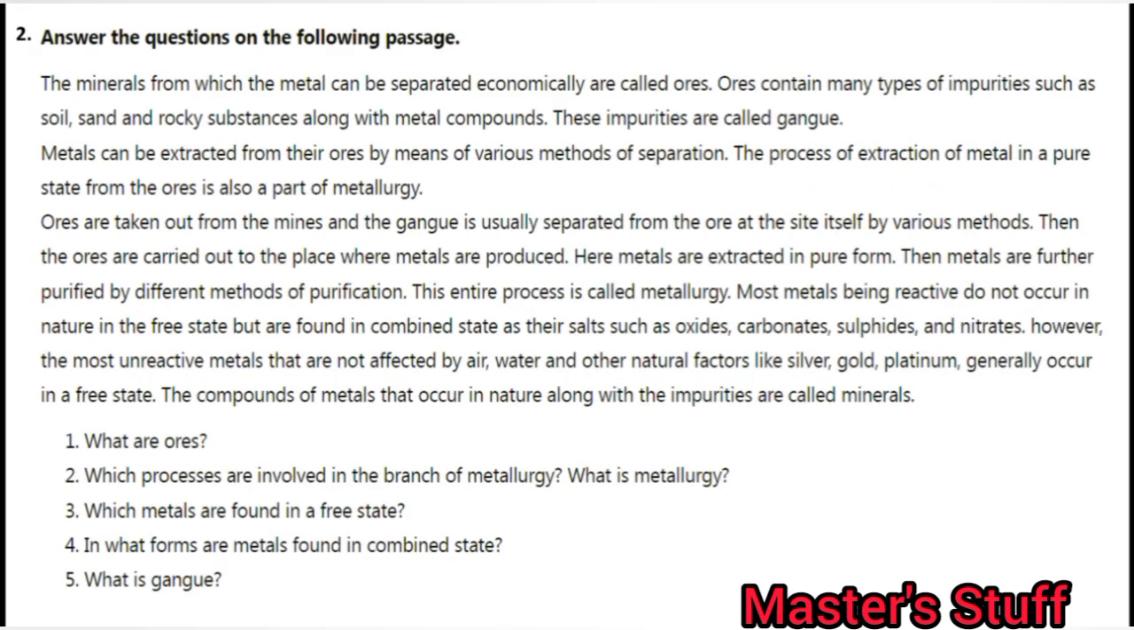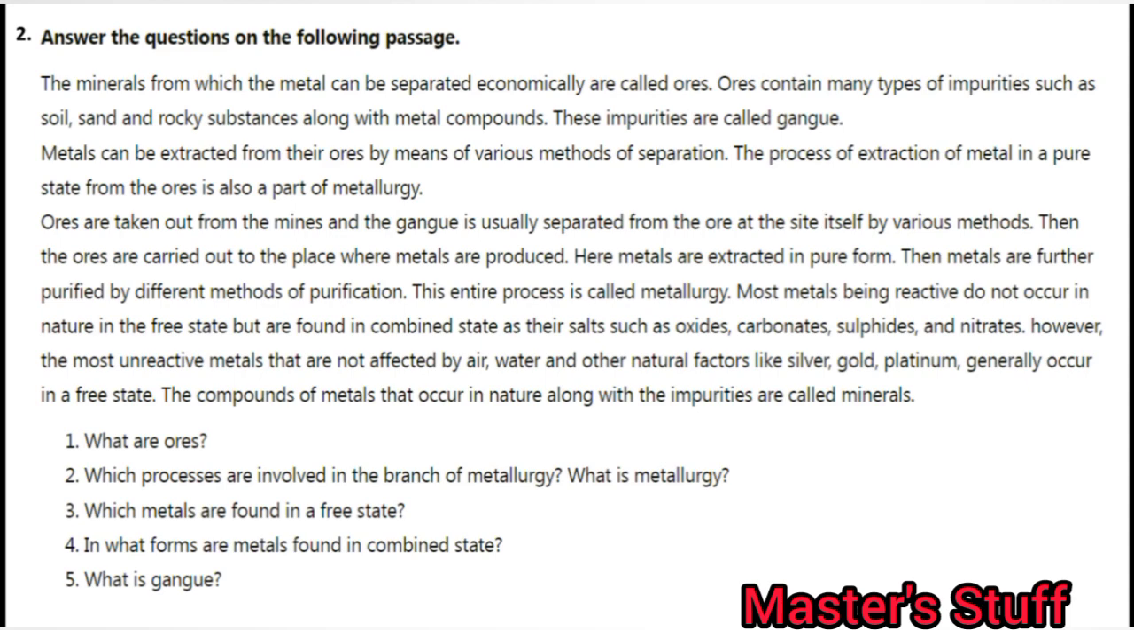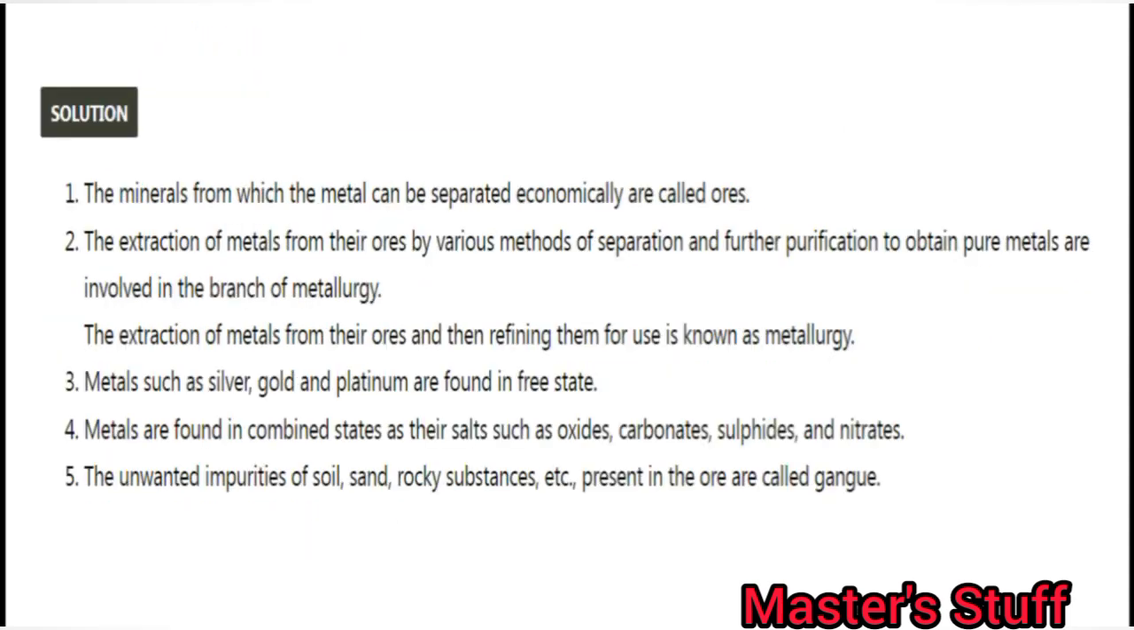Fourth question, in what forms are metals found in a combined state? Metals are found in a combined state as their salts such as oxides, carbonates, sulfides and nitrates. And last question, what is gangue? The unwanted impurities of soil, sand, rocky substances, etc. present in the ore are called gangue.